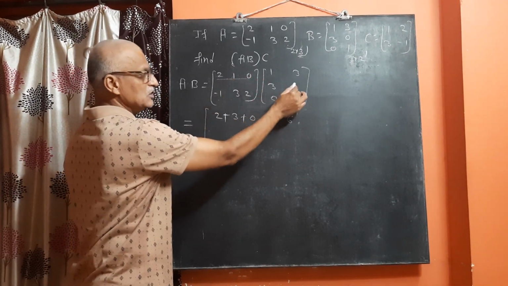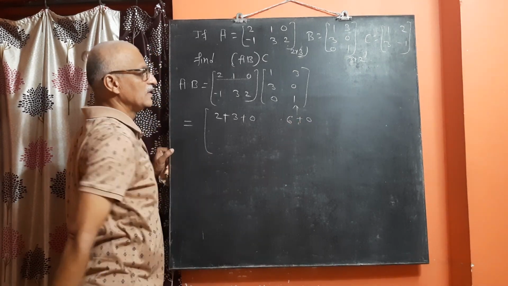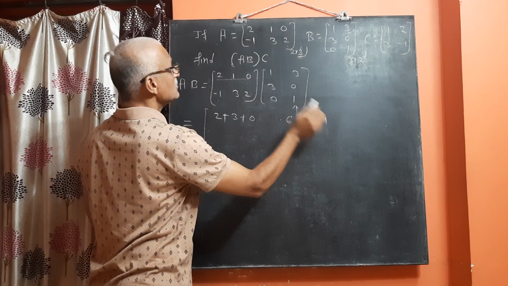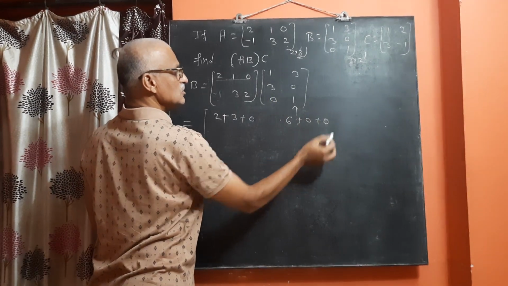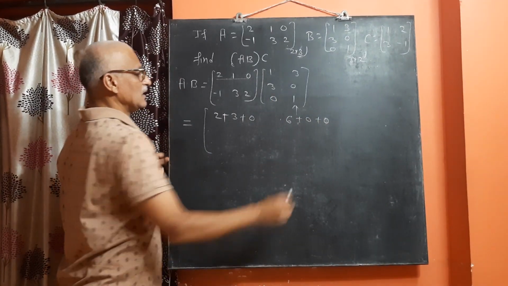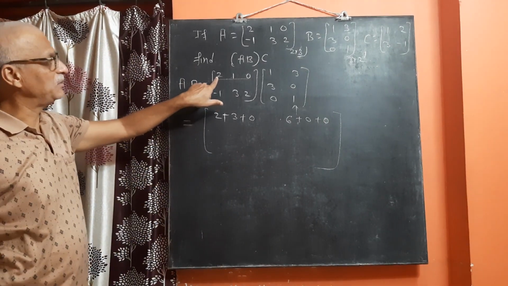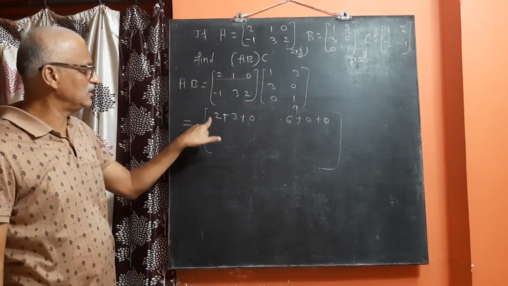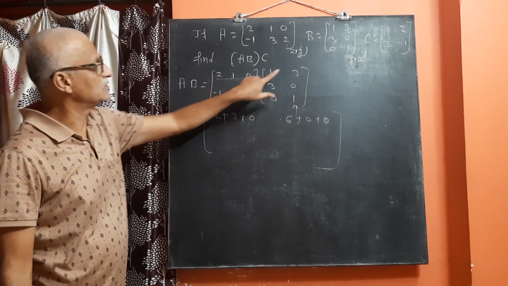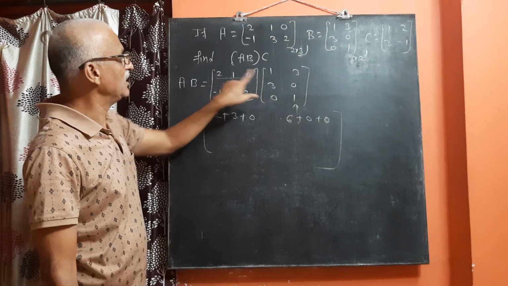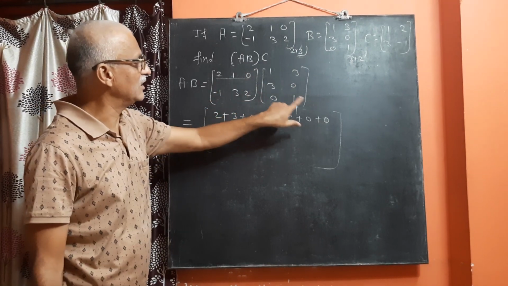2 into 3 is 6, 1 into 0 is plus 0, 0 into 1 is plus 0. So here the multiplication of the first row with the first column is this much, and the multiplication of the first row with the second column is this much. 2 into 3 is 6, 1 into 0 is 0, 0 into 1 is 0.